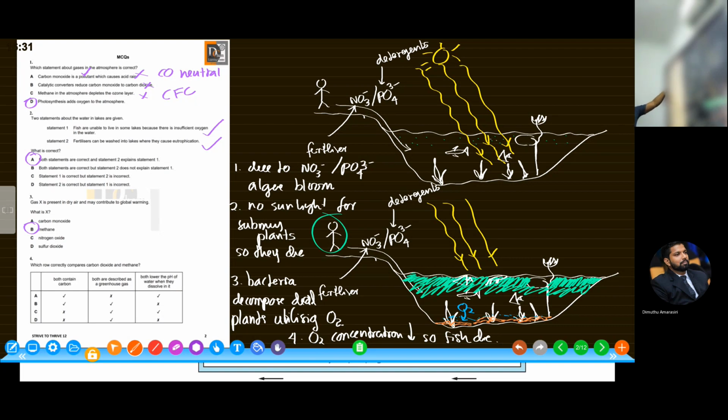Which row correctly compares carbon dioxide and methane? Both contain carbon, true. Both are described as greenhouse gases, true. Both lower the pH? Not methane. Methane is neutral in water, but carbon dioxide reduces the pH. Therefore, the first two are correct. The last one is not correct. Recently, even you sometimes go correct. It may be a guess.